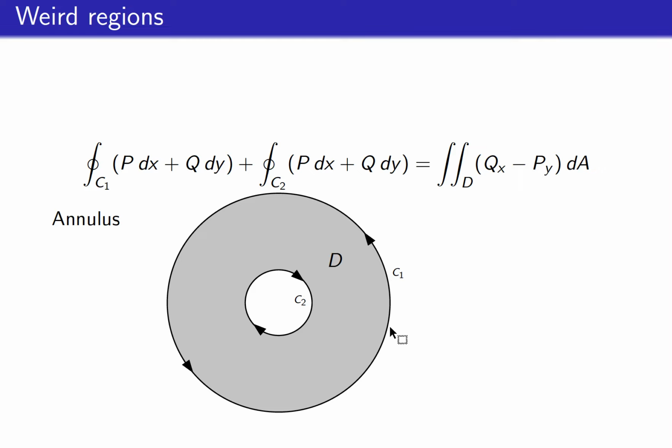Another way of viewing this is as you traverse this, the region is on your left. And as you traverse this, the region is also on your left. And there we go. This is how we view the boundary of D here. It's this curve together with this curve going backward. All right, so there we go.